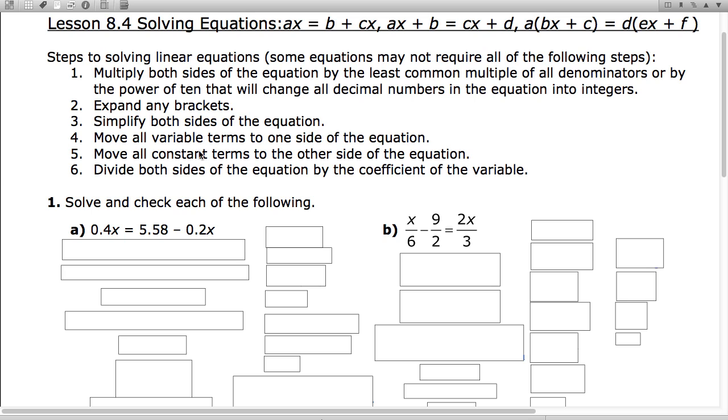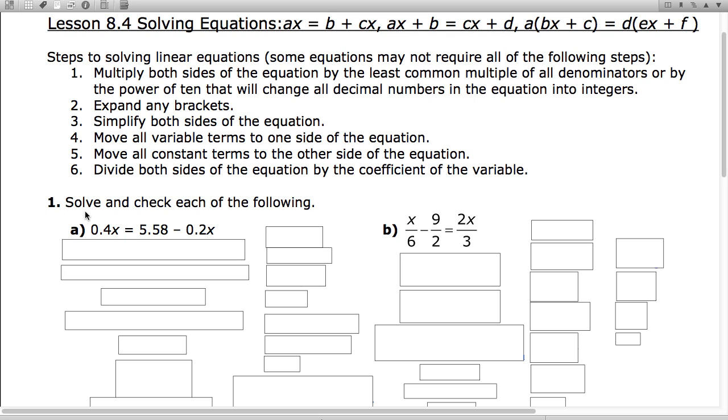Step number 4, move all the variable terms to one side of the equation. Typically, people like to have the variables on the left side of the equation, so you end up with an answer like x equals and just a number. Step 5, move all the constant terms to the other side of the equation. So if you've decided to move all your variable terms to the left, then you have to move all your constant terms to the right. Constant terms are terms that don't have any variables in them. Step number 6, divide both sides of the equation by the coefficient of the variable. And of course, we know the coefficient of the variable is the number that's multiplying the variable out in front. So now let's get into the examples and we'll see how these steps get used.